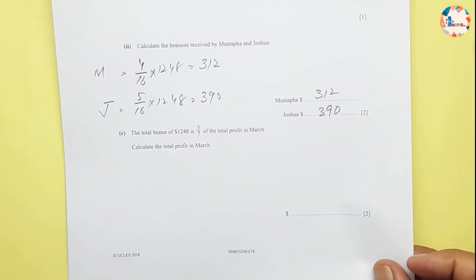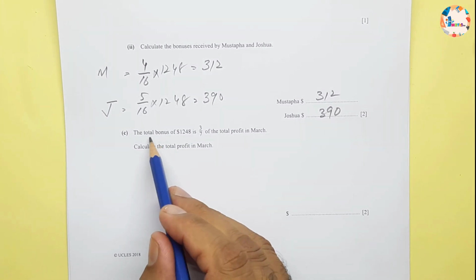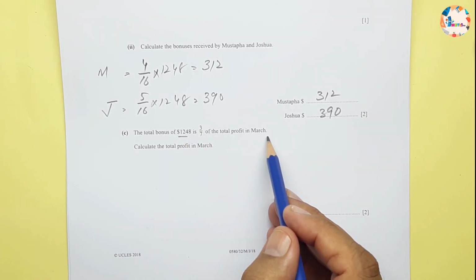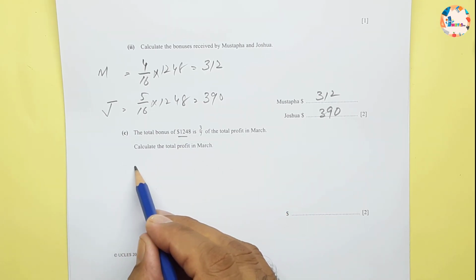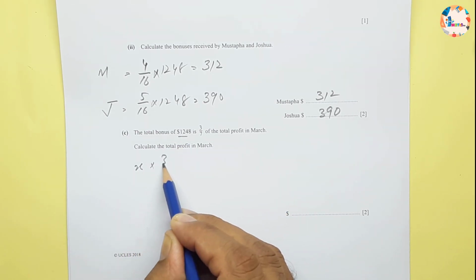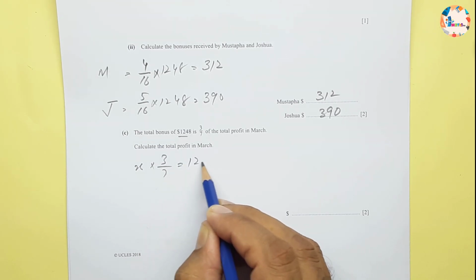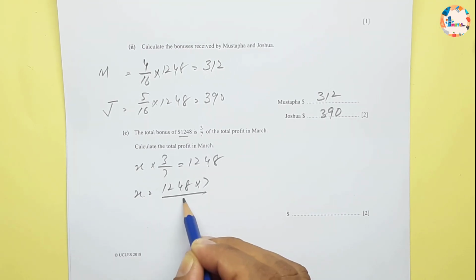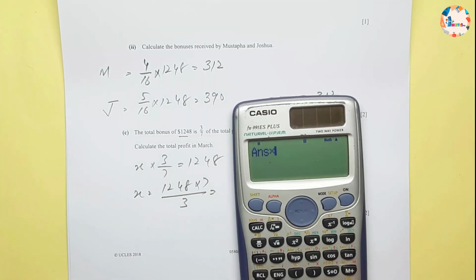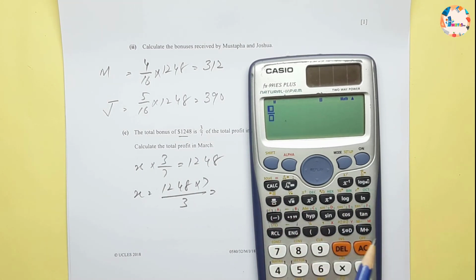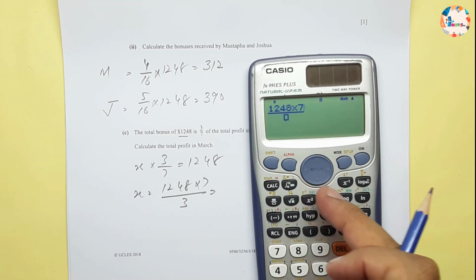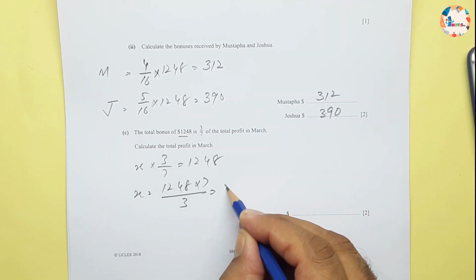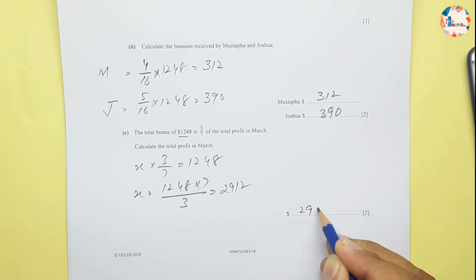Then the total bonus of this one is 3 by 7 of the total profit of March. So reverse percentage, so we'll have to calculate x. 3 by 7 of x is equal to 1248. So x will be equal to 1248 multiplied by 7 divided by 3. This will be equal to 2912.